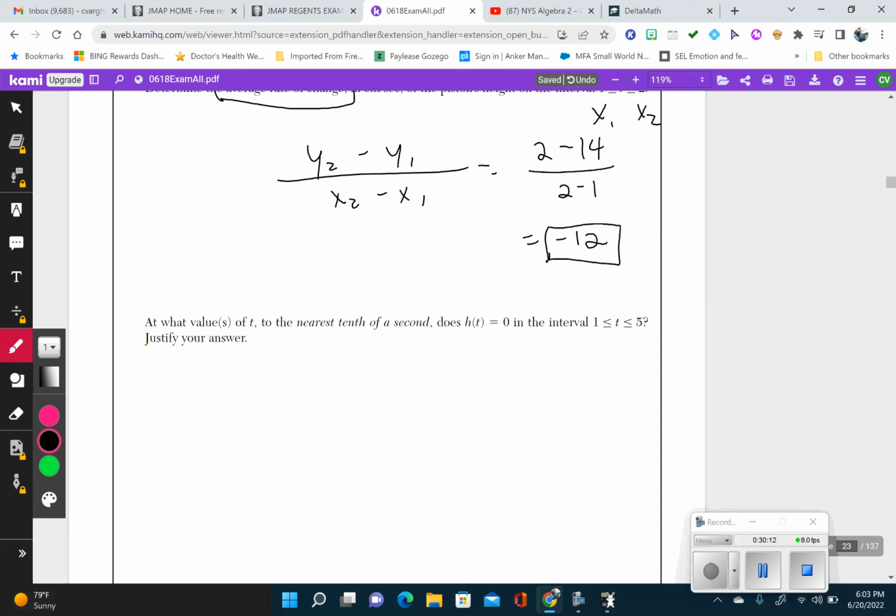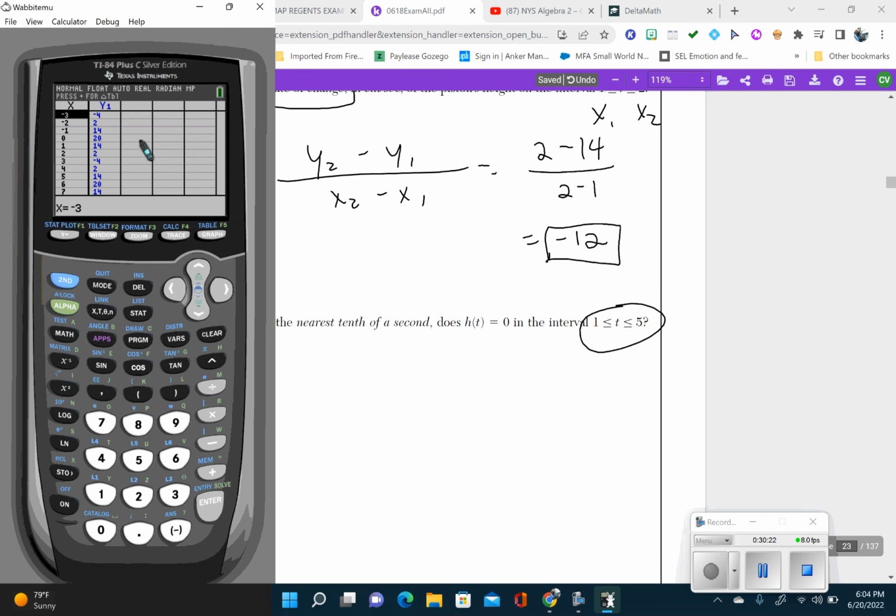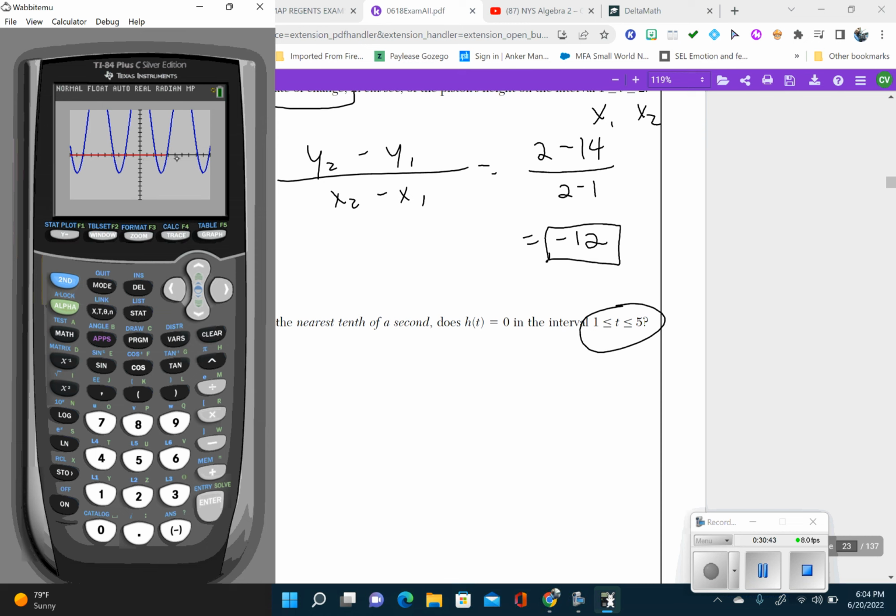Okay. At what value, to the nearest tenth, does h of t equal 0 in the interval from 1 to 5? So that is also a calculator question, so go back to the calculator. Go to y equals right here, and under y2 you're just going to put in 0 because you're looking to see where they intersect. So this is what the graph looks like. It's going to look like that, and then you're going to try to figure out where it intersects the x-axis at h of t equals 0, or y equals 0, which is that right there, only from 1 to 5.